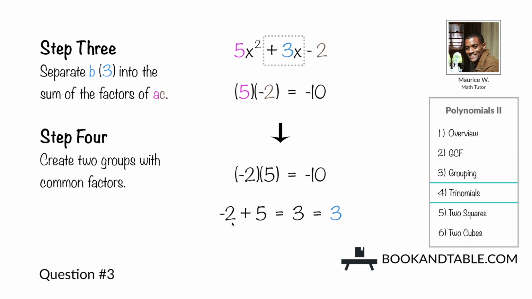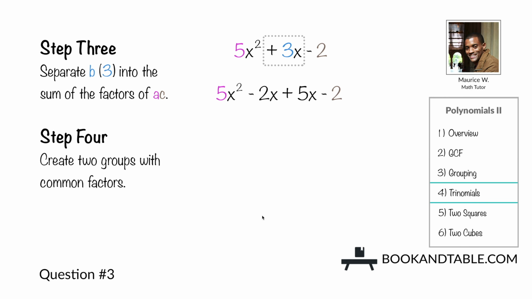So step 3, separate 3x into the sum of the factors, negative 2x and positive 5x. Now when we do so, we have 5x squared minus 2x plus 5x minus 2. The first two terms have a common factor of x that can be removed, but the second set of terms, 5x and negative 2, do not have the greatest common factor that can be removed. So since that is the case, we want to switch negative 2x and 5x.